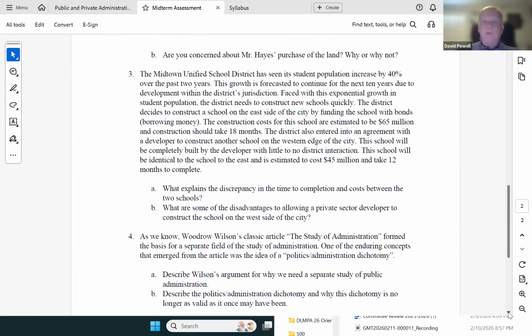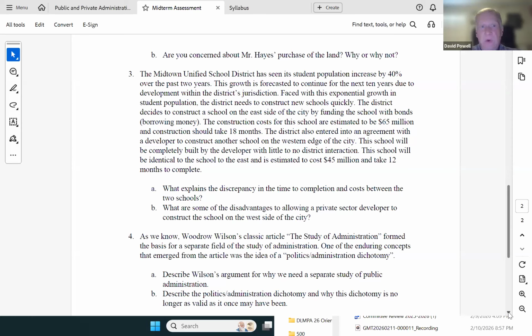Then scenario number 3 gets us at the question of differences between public and private sectors, which is information we are going to cover in class tonight. The Midtown Unified School District has seen its student population increase by 40% over the past 2 years. The growth is forecast to continue for the next 10 years due to development within the district's jurisdiction.